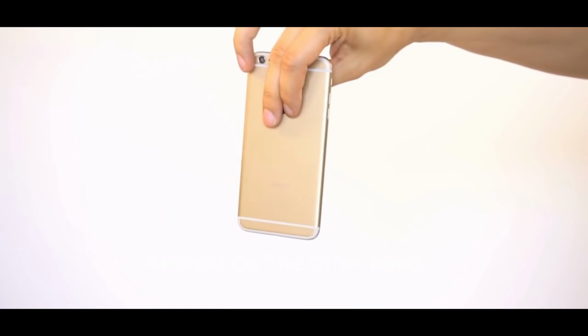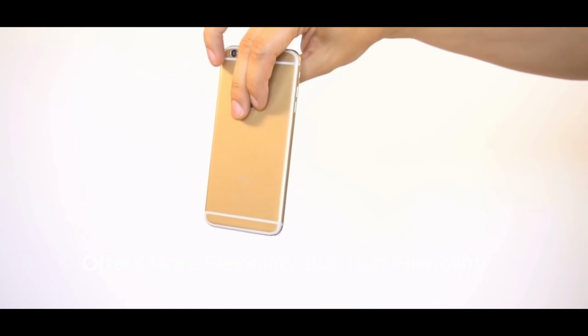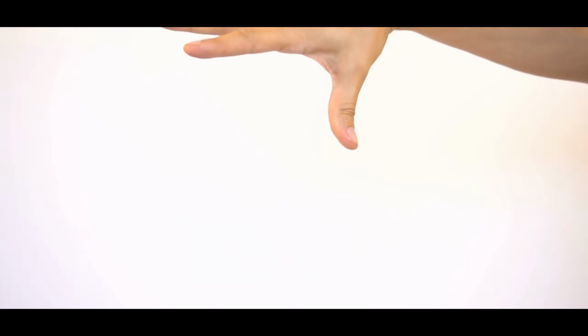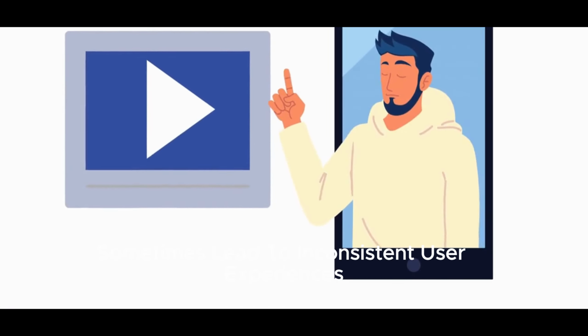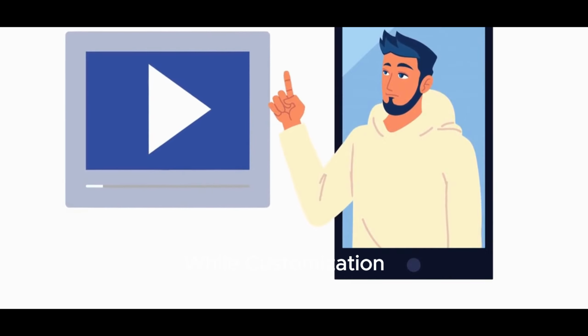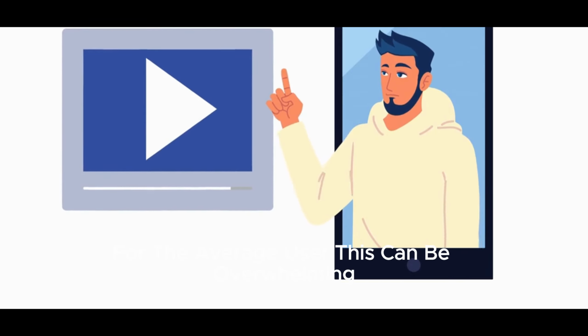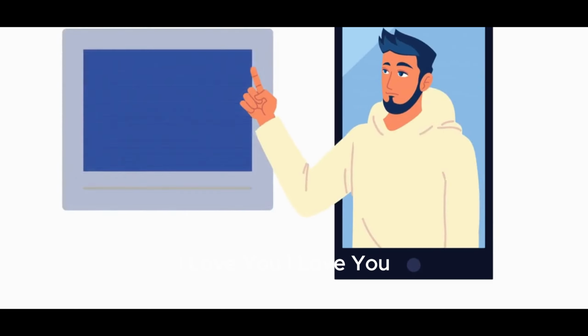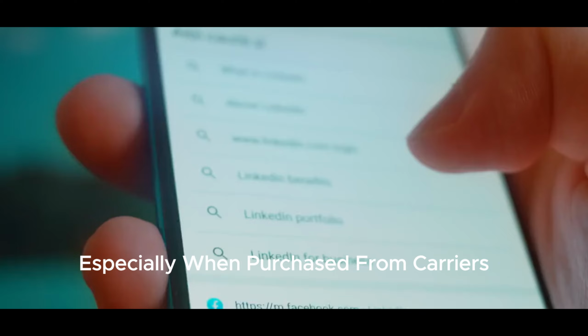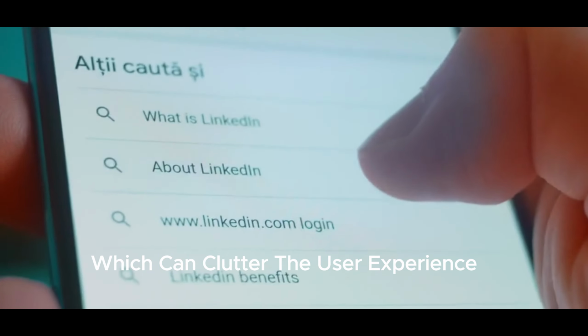Android, on the other hand, offers more flexibility, but that flexibility often comes at the cost of simplicity. Android's open nature means that different manufacturers can implement their own interfaces and features, which can sometimes lead to inconsistent user experiences. While customization enthusiasts may enjoy tinkering with their settings, for the average user, this can be overwhelming. Android phones are often preloaded with bloatware, especially when purchased from carriers, which can clutter the user experience.